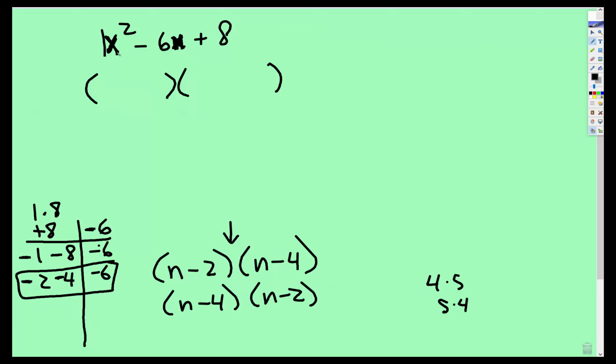The first term is squared. You just bring down the x right here. It's going to be factors of 8 that add up to a negative number. So if this is positive, I know I have to have two negative amounts, and it's either going to be 8 and 1, or it's going to be 4 and 2. And because it's negative, negative 4, negative 2.